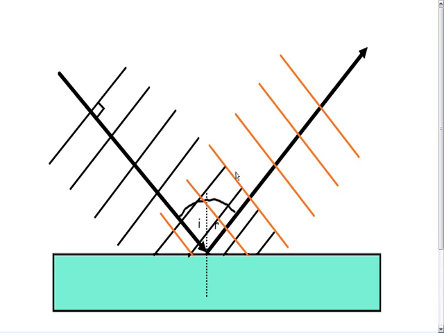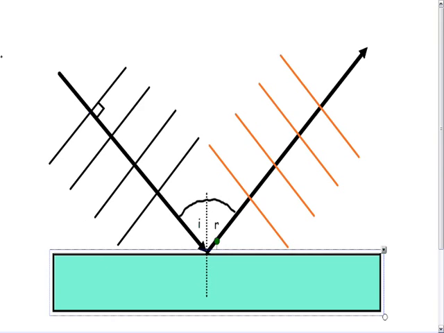Now, to be honest, in the exam, you would get away with not having this section in here at all. Just having in, out, because they'll be looking for the wavelengths the same, the width the same, and the angle of incidence equal to the angle of reflection. So that's reflection.